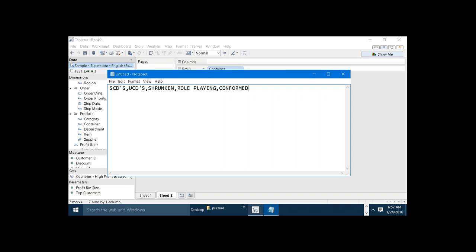Any questions in the dimension type space, and on the basis of the data warehouse, any questions?